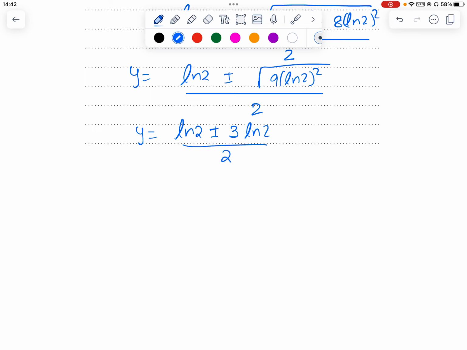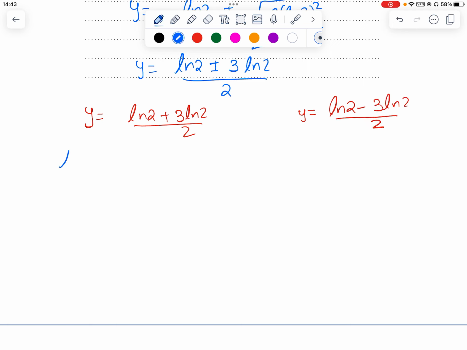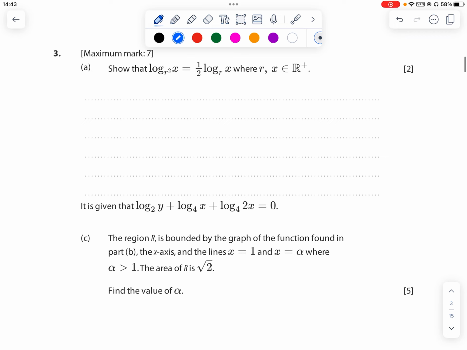Once I take the positive value, once I take the negative value: y equals (ln 2 plus 3 ln 2) upon 2, or y equals (ln 2 minus 3 ln 2) upon 2. But y value is nothing but ln x. So ln x equals 2 ln 2 and ln x equals minus ln 2. So ln x equals ln 4, so x equals 4. ln x equals ln 2 to the power minus 1, so x equals 1 upon 2. Those are the answers.